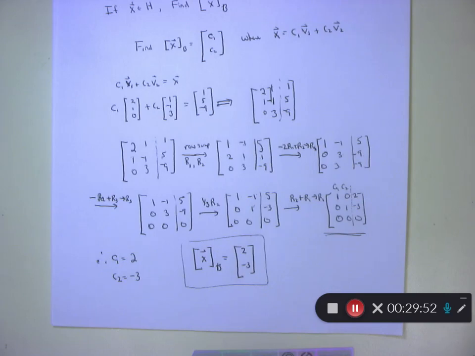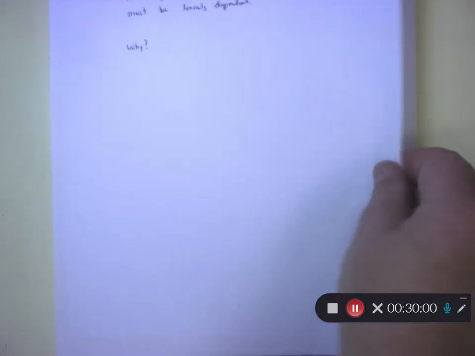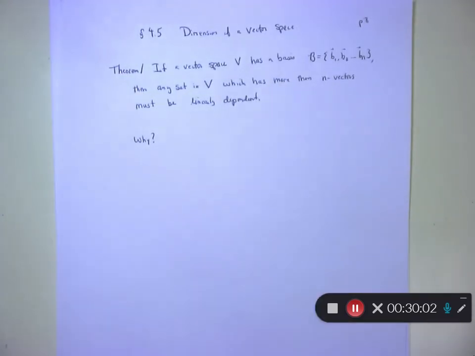Now, more stuff. Section 4.5, the dimensions of a vector space. Now, I talked a little bit about this last time, okay? But we're going to really get into it this time. It's kind of short here, but like I said, the most important thing is understanding this particular material. Okay, so, section 4.5, the dimensions of a vector space.